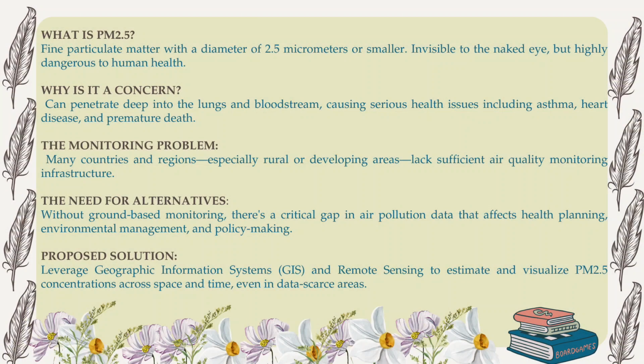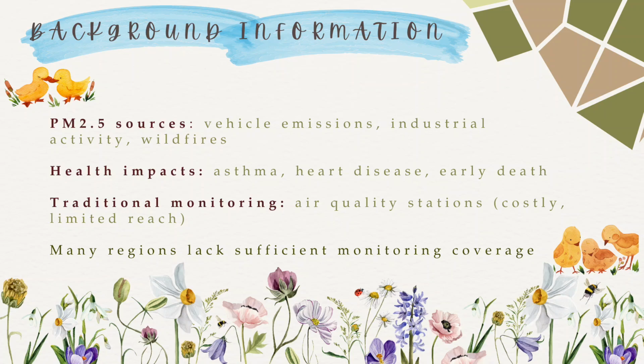PM2.5 refers to fine particulate matter that's small enough to enter the lungs and bloodstream, causing serious health problems like asthma and heart disease. While air quality is a growing concern worldwide, many regions, especially rural or developing areas, don't have enough monitoring stations to track PM2.5 levels accurately. This creates gaps in our understanding and limits our ability to respond. To solve this, we can use Geographic Information System and remote sensing technologies. These tools allow us to estimate and map PM2.5 concentrations using satellite data and spatial analysis, even in places where on-the-ground data is missing. PM2.5 refers to fine particles from sources like vehicle emissions, industrial activities, and wildfires.